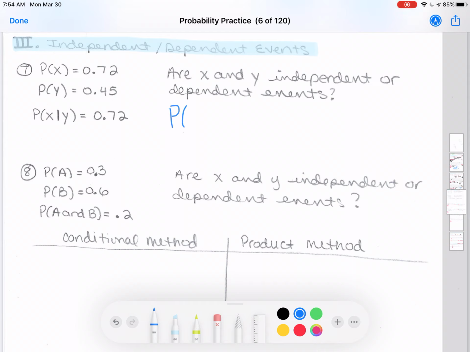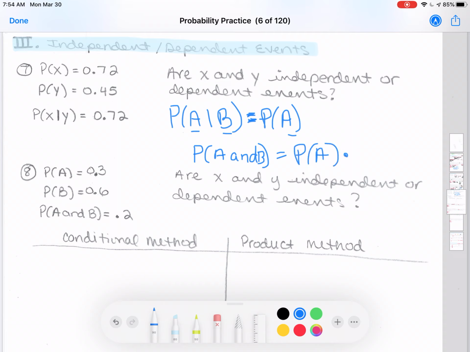We have the probability of A given B, and we set that equal to the probability of A. Remember, it's every other: A, B, A. Then you get decimals and compare them. If those two decimals come out the same, then they're independent. If they come out different, then they're dependent. The other formula is the product rule: the probability of A and B equals the probability of A times the probability of B. Again, we look at both sides' decimals and see if they're the same.